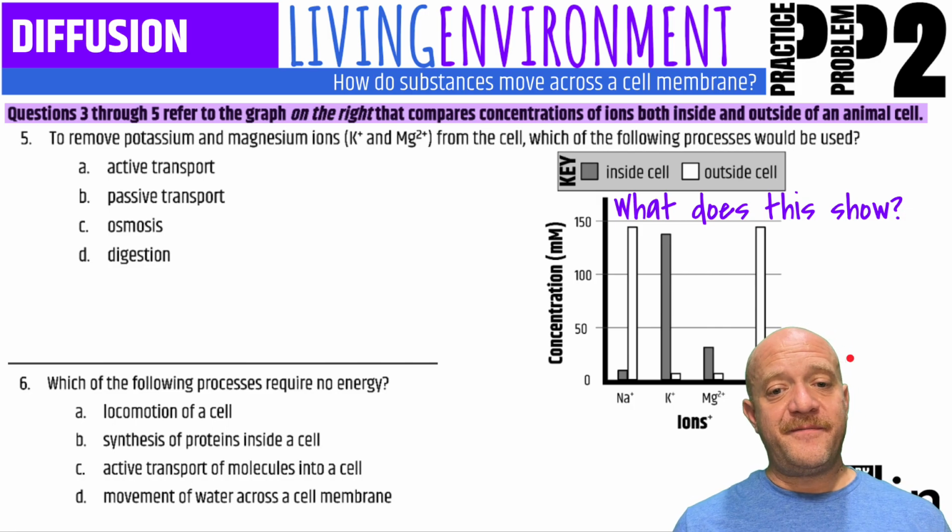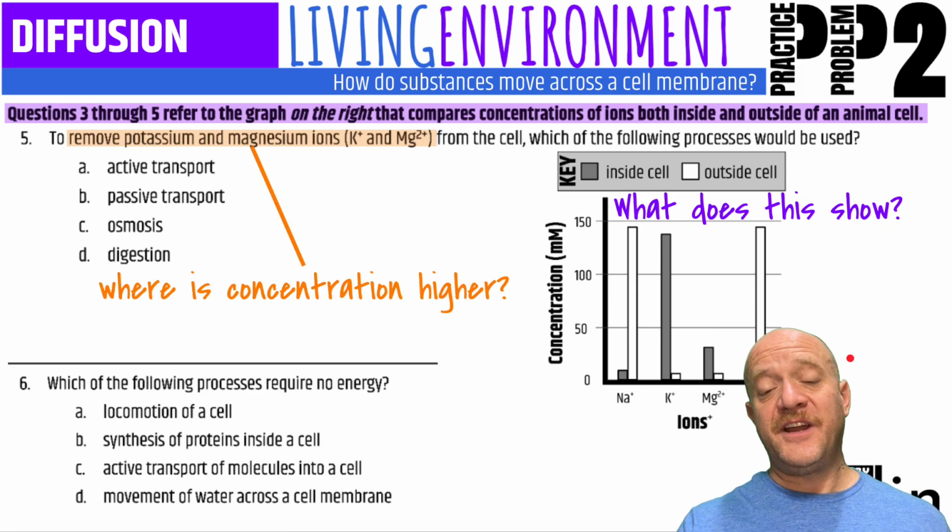Question number 5. Again, it's the same graph. To remove potassium and magnesium ions, in other words, K and Mg, from the cell, which of the following processes would be used? So look at these on the diagram and explain where the concentration is higher.